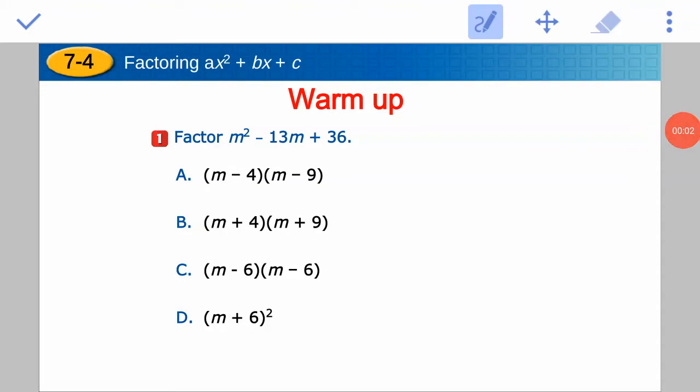Hello Algebra 1 students, section 7-4, factoring ax squared plus bx plus c. Let's recall some important information from the previous section. Guys, I advise you to pause the video and try this problem. Factor m squared minus 13m plus 36. Take your time.